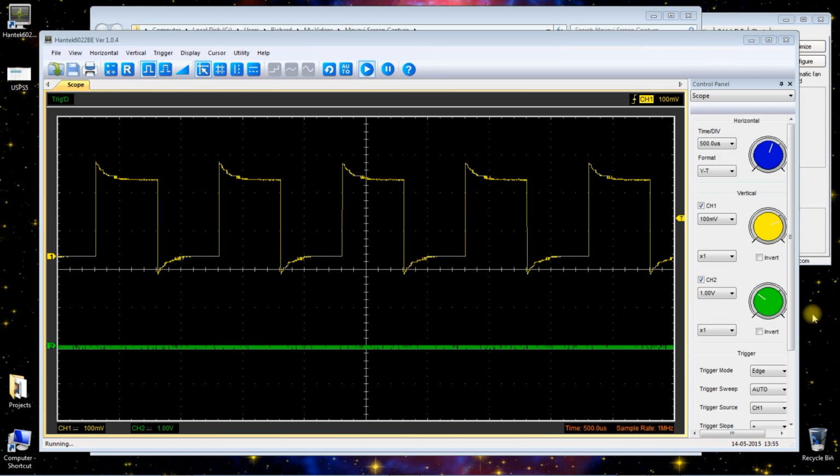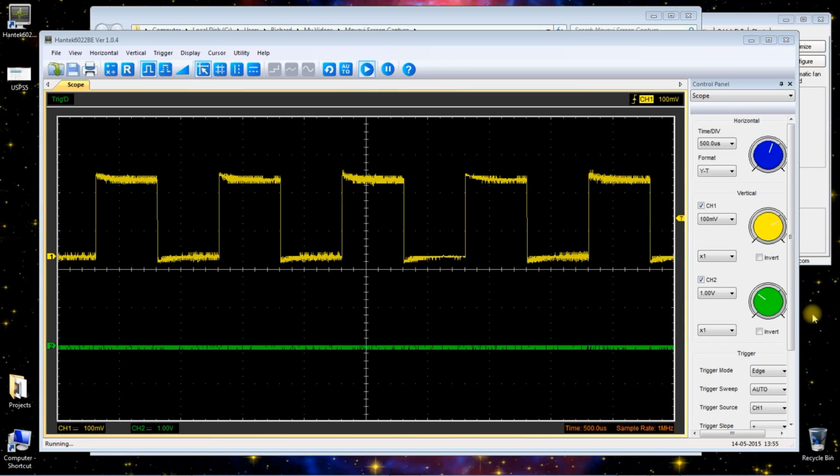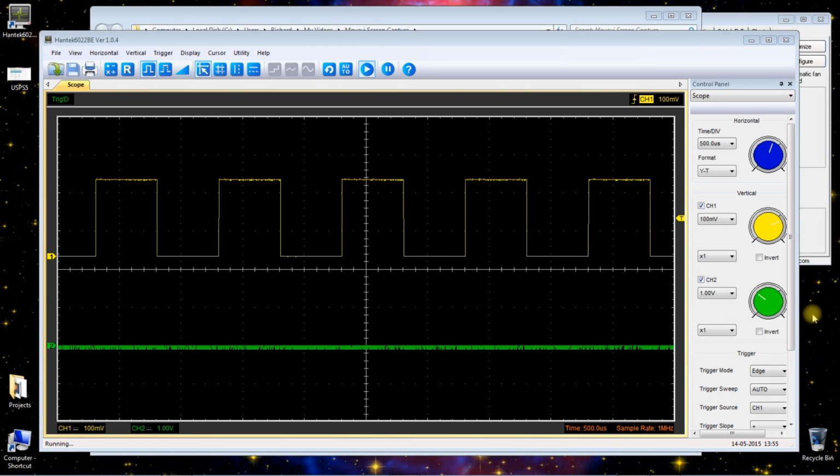Now I'm going to start adjusting the probe, trying to lower those peaks so it makes a very nice square wave. That wasn't quite it, just a little bit more. Yeah, that looks pretty good.